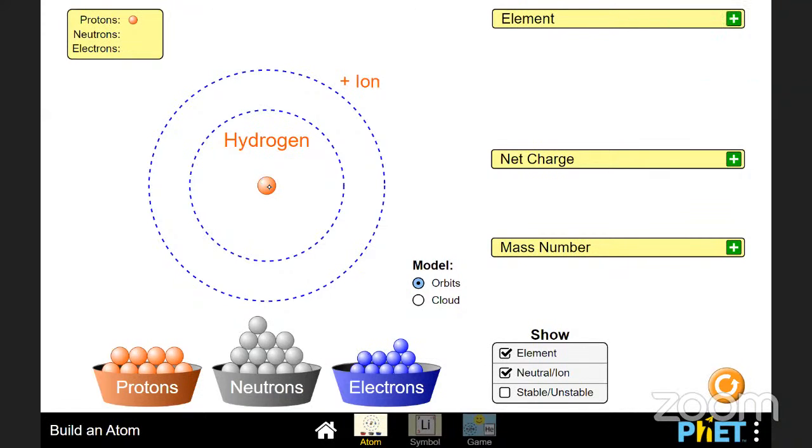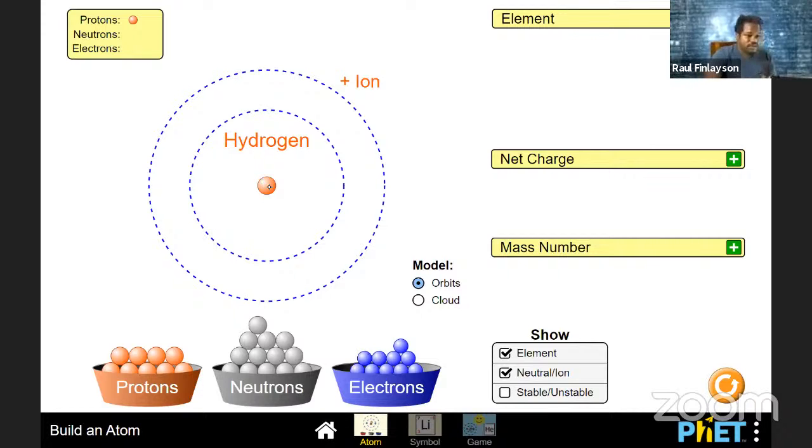Electrons, very good. So for those of you who missed a lot of class last year or couldn't bother to go on YouTube and watch a video of them, these are things that you're supposed to know. The number of protons is equal to the number of electrons in the atom. All right, number of protons equals number of electrons.